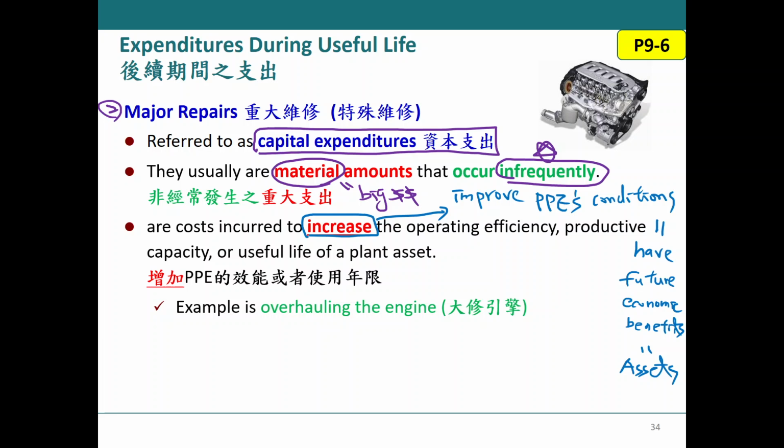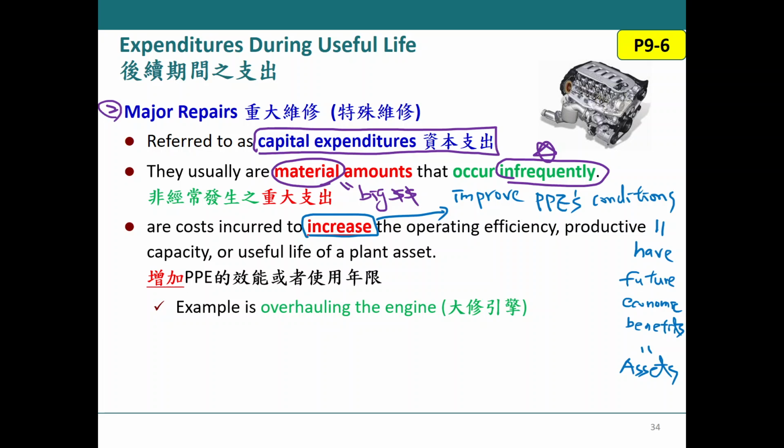Like what? Change the engine. For your car, we have the engine, right? The heart. So for your computer, we have the heart. What's that? Hard driver? CPU? Okay. So usually if you don't change it, you don't change the heart of the PPE, then it die, right? So when I change the engine, then you could use the PPE maybe 2 or 3 more years.